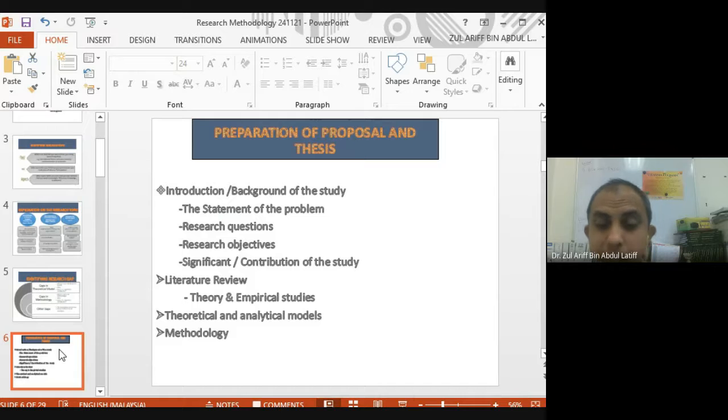So the preparation of the thesis. You have your background of studies. This is where you introduce your topic. You define it. After you define it, you will describe what is happening globally and not. So normally in our topic we have two parts. One is the general information and the other is more specific focus.